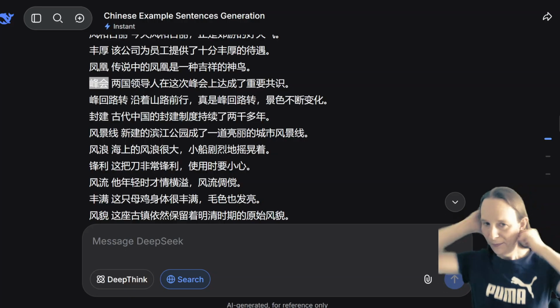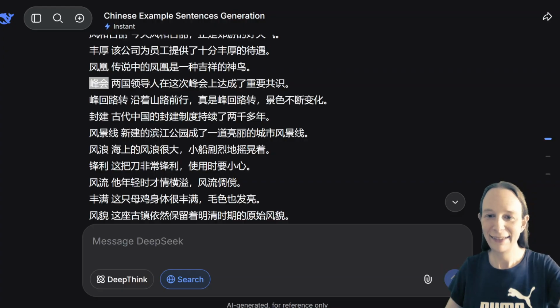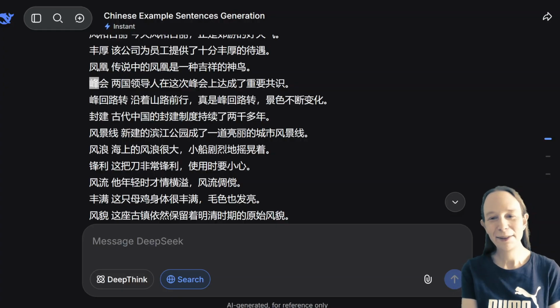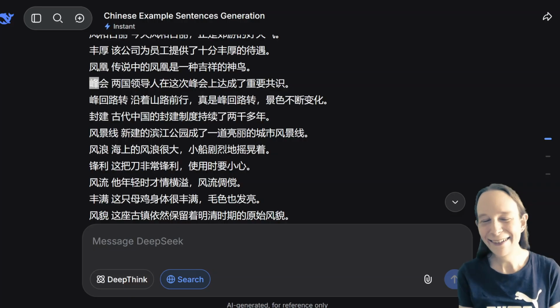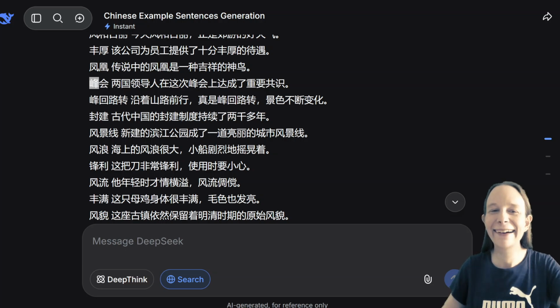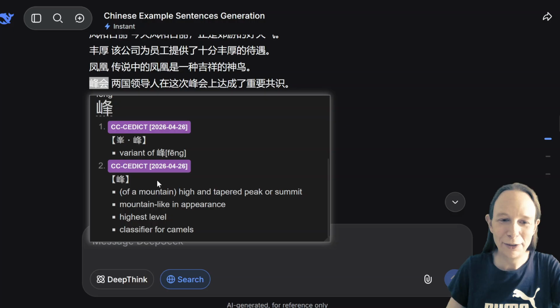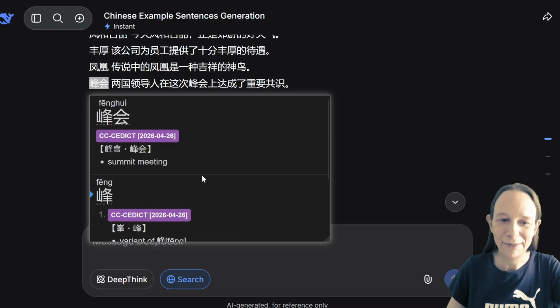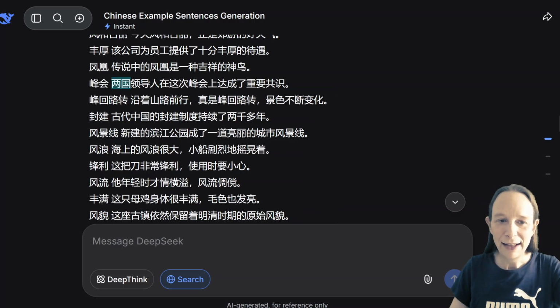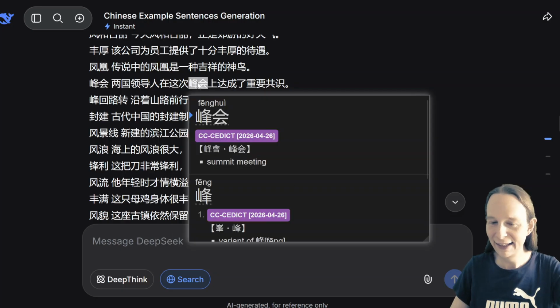Okay, 峰会. 峰会 is, well, 会 is a meeting. 峰 is the word for summit. So you know what it means now, it's a summit. But when you think of it as a meeting, 峰 is literally a summit of a mountain. And 峰会 is a meeting that is called a summit. 两国领导人在这次峰会上达成了重要共识. Yeah, reached an important consensus at the summit.